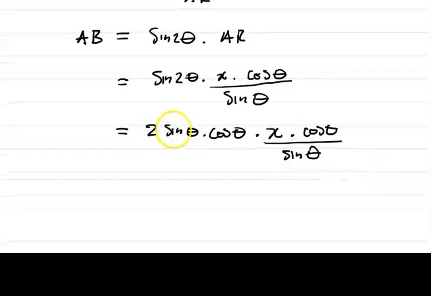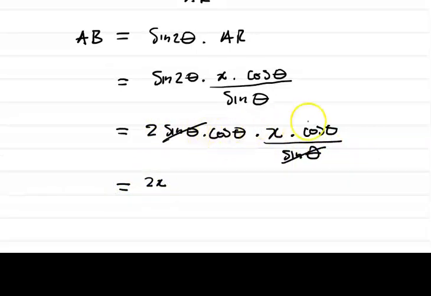So let's look at that. So what happens now? Sine theta cancels with sine theta. 2 times x is 2x, and cos theta times cos theta is cos squared theta. So therefore we can conclude that AB is equal to 2x cos squared theta.